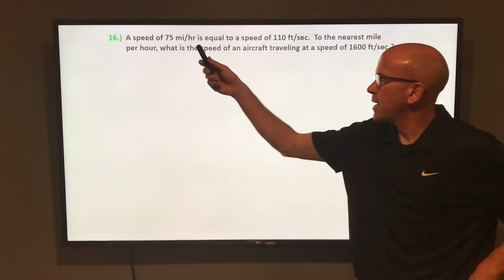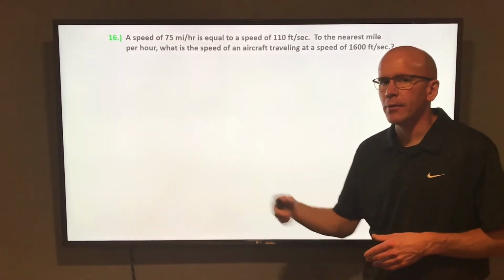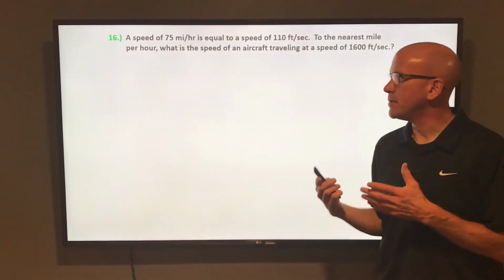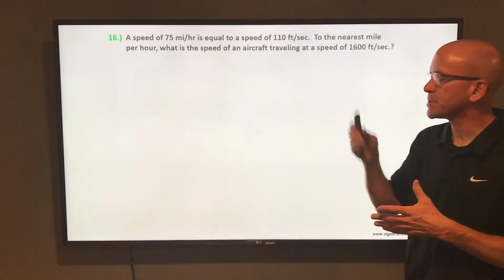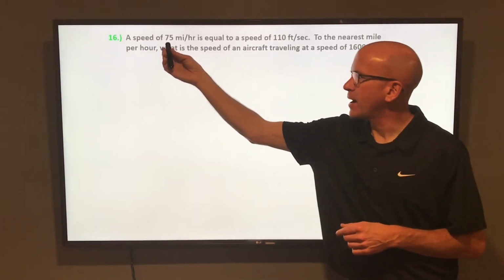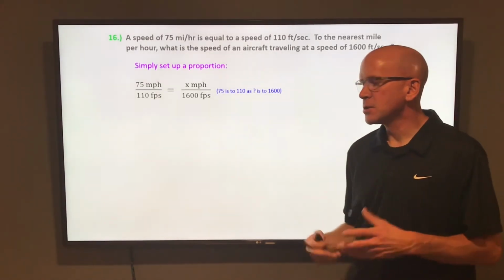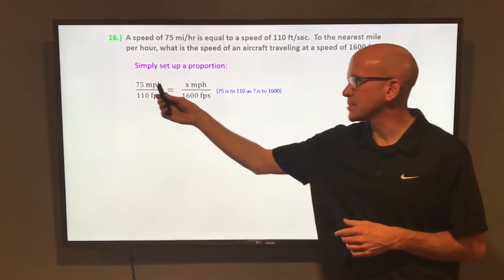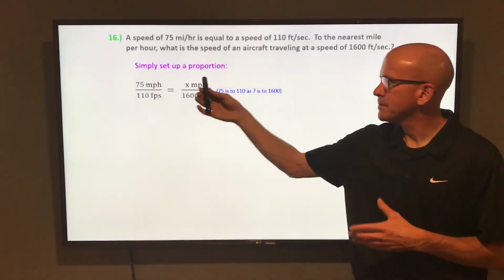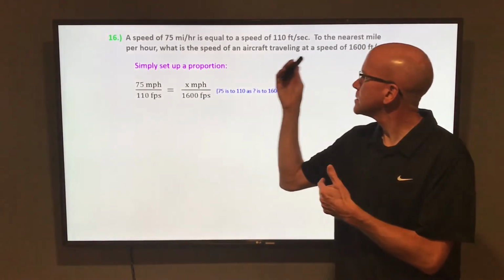Speed of 75 miles per hour is equal to a speed of 110 feet per second. To the nearest mile per hour, what is the speed of an aircraft traveling at a speed of 1,600 feet per second? So if it's going 1,600 feet per second, we want to find out what that is in miles per hour. But you know that 75 miles per hour is the same as 110 feet per second. You just set up a proportion. 75 miles per hour is to 110 feet per second, as the miles per hour we're looking for, x, is to 1,600 feet per second.